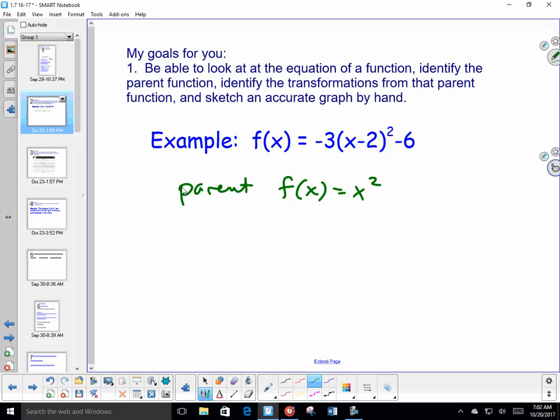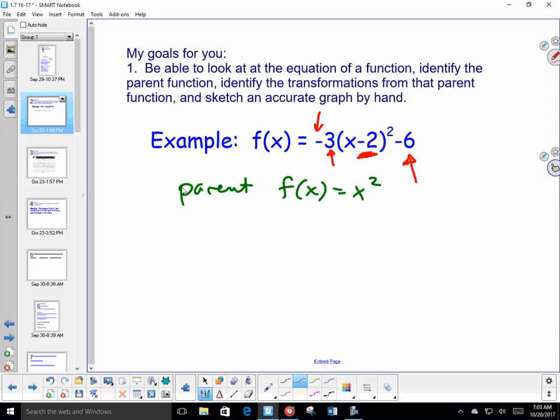But then you would go further than that and you would be able to identify the transformations, like what's going on with this minus 2 here? What effect does that have on the graph? What about this 3 here? What about the fact that it's a -3? And what about this minus 6 back here?